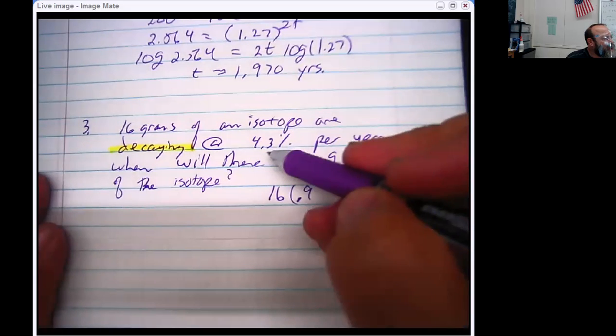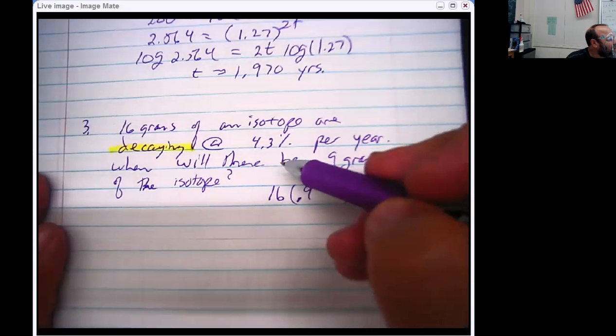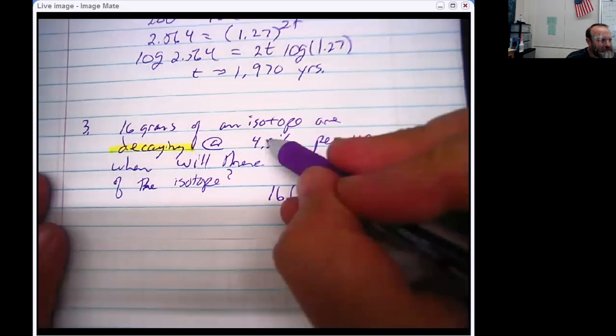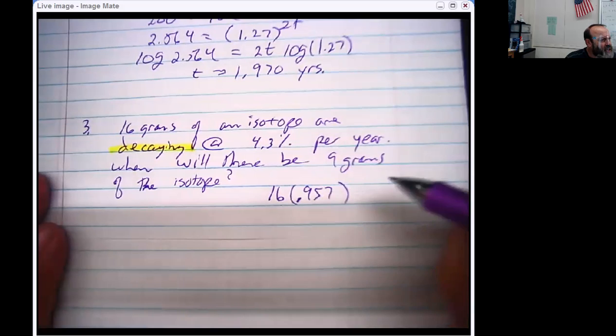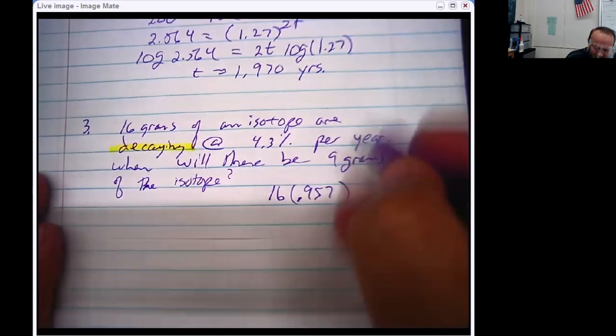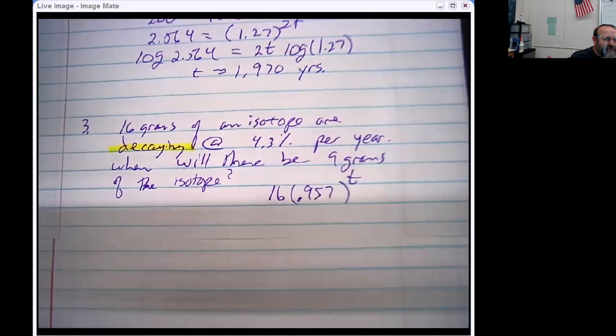What happens if you decay at 4.3%? 9.57, I think. 0.957. And it said per year, so I'm done. I mean, that's literally the whole story. That's what we have. And what do I want to know? Instead of setting that equal to A of t, what do I want to know? When will it be 9?